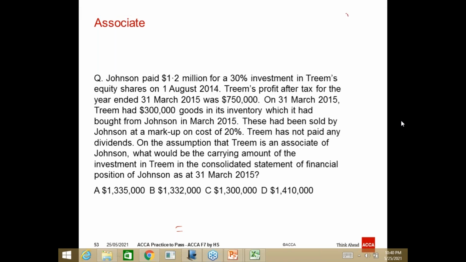Unrealized profit will never be time apportioned. Remember this point, because the sale was carried out in the post-acquisition period.